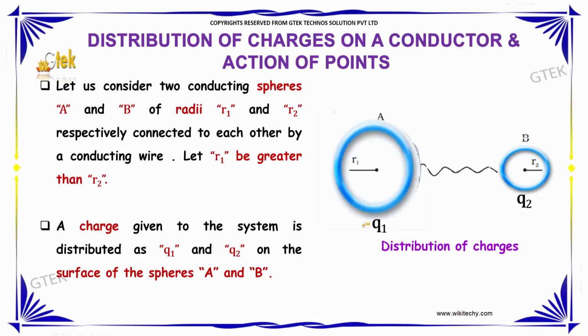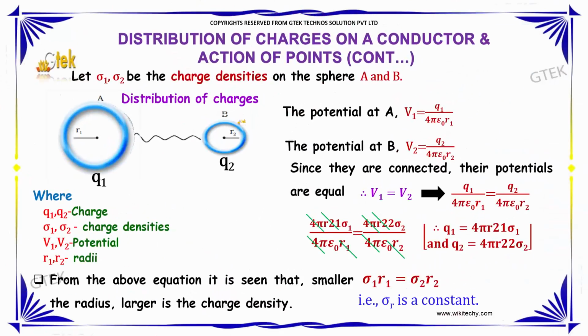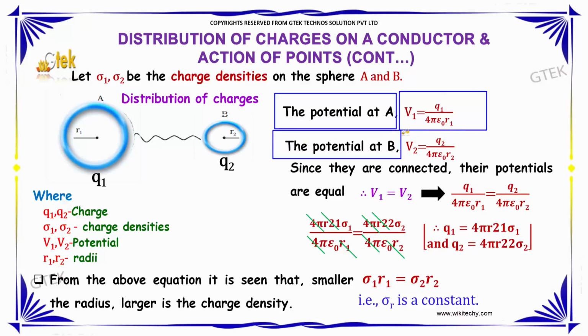Now a charge is given to the system, which gets distributed. The charges are Q1 and Q2 on the surfaces of spheres A and B. Let sigma 1 and sigma 2 be the charge densities on spheres A and B. So the potential at A will be V1 equal to Q1 divided by 4 pi epsilon naught R1, whereas the potential at B will be V2, equal to Q2 divided by 4 pi epsilon naught R2.